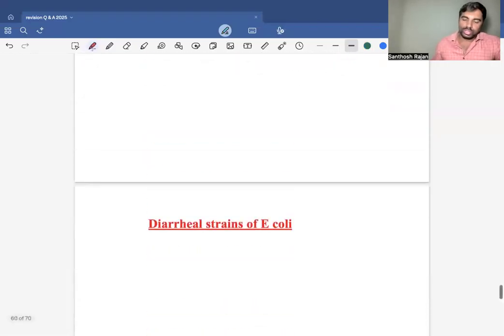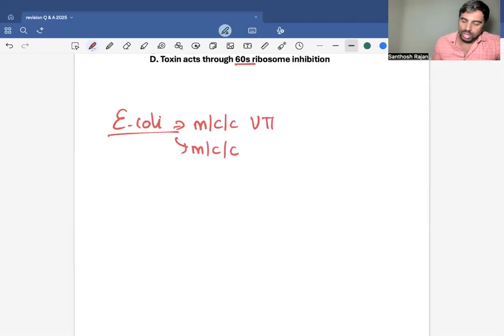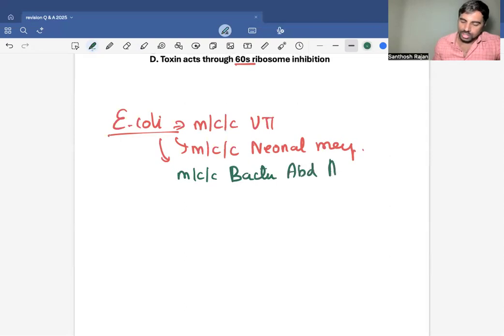E. coli, when you talk generally about E. coli, you know that it is the most common cause of many things. It is the most common cause of UTI, any UTI. Again, the most common cause of neonatal meningitis. Again, the most common cause of bacterial abdominal abscess, or of primary and secondary peritonitis. So these are the few things it can cause.